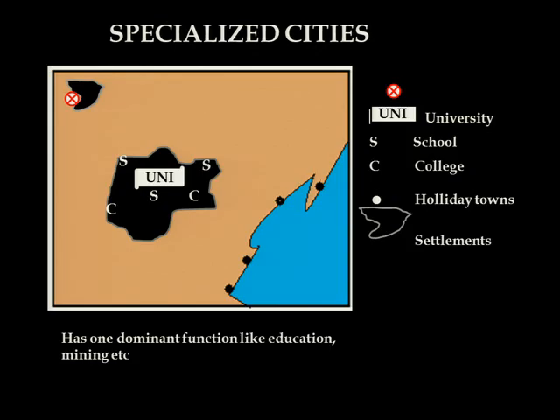So these are the specialized towns that we have. You'd find, like on the slide, it shows there: you have a university, a school, a college, and holiday towns like Clarence. It's a holiday town. See? And then there you have it.